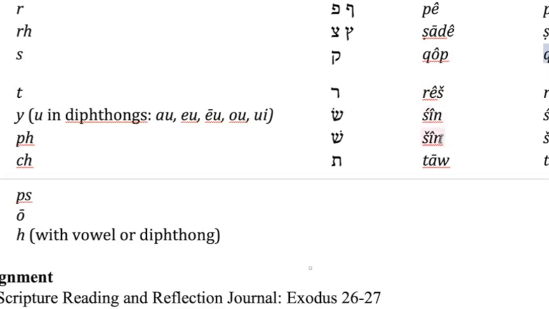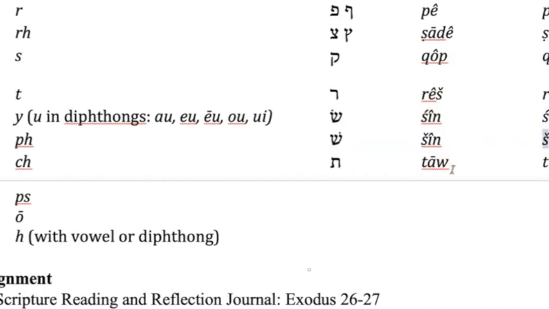Now, these two are two different letters that are very similar. The only difference is the little dot at the top, called sin and shin. Sin is an S sound, and shin is an SH sound. So sometimes these get confused. And the last one is a tav.